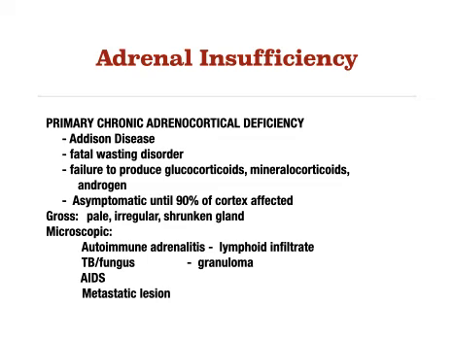Now for primary chronic adrenocortical insufficiency, as I have mentioned, most cases are attributed to one of these four disorders: autoimmune adrenalitis, tuberculosis, AIDS, and metastatic disease. This would, of course, result in failure to produce glucocorticoid, mineralocorticoid, and androgen. Generally, patients with primary chronic adrenocortical insufficiency are asymptomatic until 90% of the cortex is destroyed. For the microscopic appearance, it would depend on the cause.